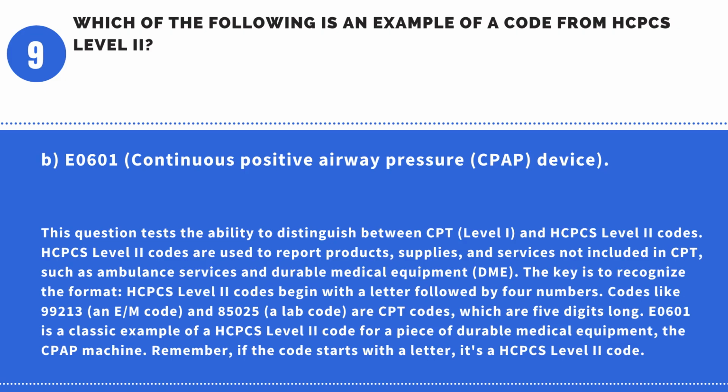The key is to recognize the format. HCPCS Level 2 codes begin with a letter followed by 4 numbers. Codes like 99213, an E/M code, and 85025, a lab code, are CPT codes, which are 5 digits long. E0601 is a classic example of a HCPCS Level 2 code for a piece of durable medical equipment, the CPAP machine. Remember, if the code starts with a letter, it's a HCPCS Level 2 code.